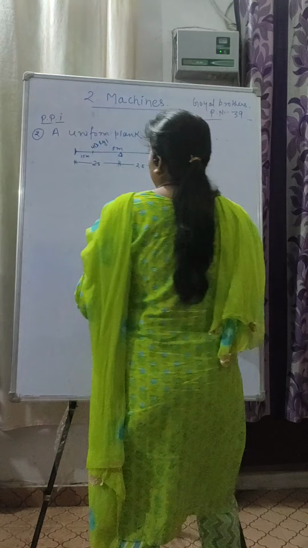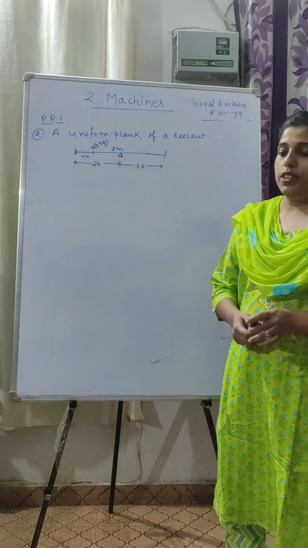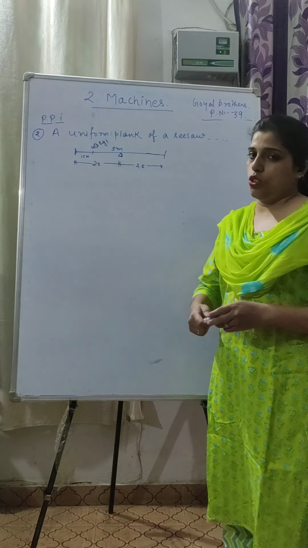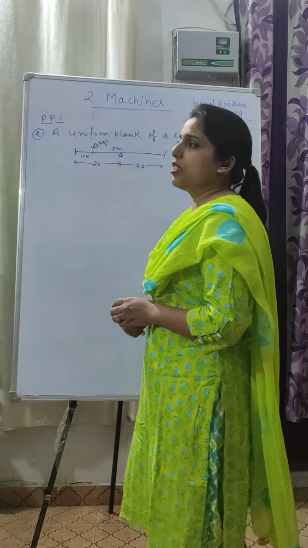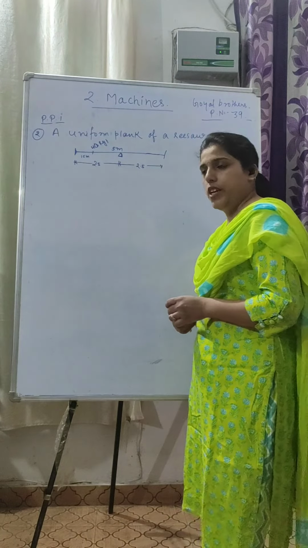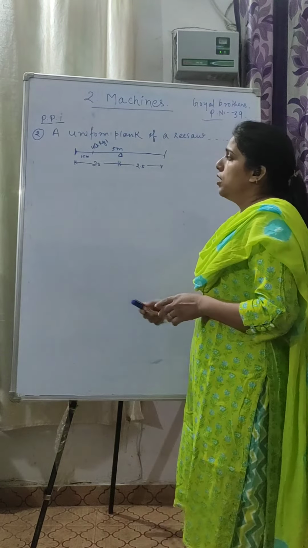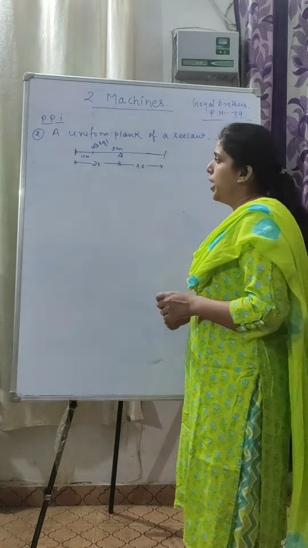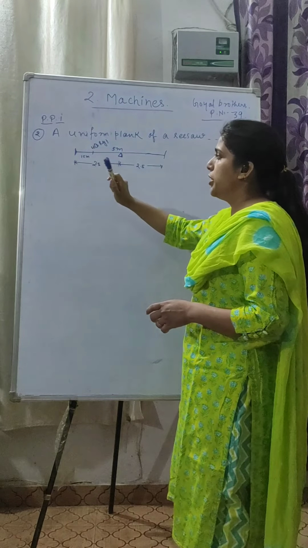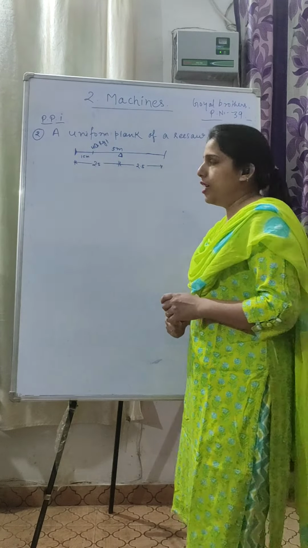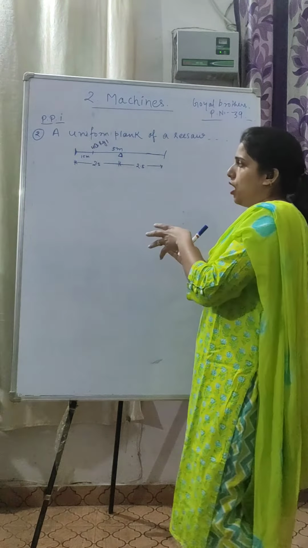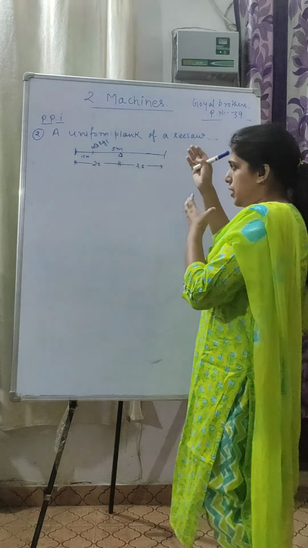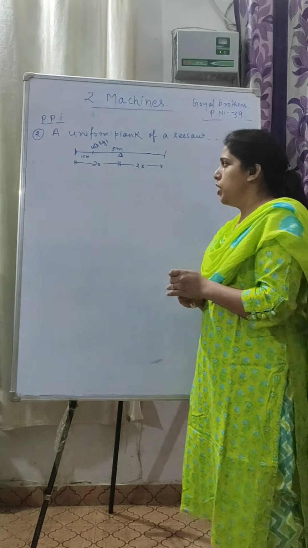Here is question number 2: a uniform plank of a seesaw. There is one boy of 40 kgf sitting at 1.5 meter from one end of the seesaw. The complete length of the seesaw is 5 meter, and we have to allow a girl to sit on this seesaw to make it balance.